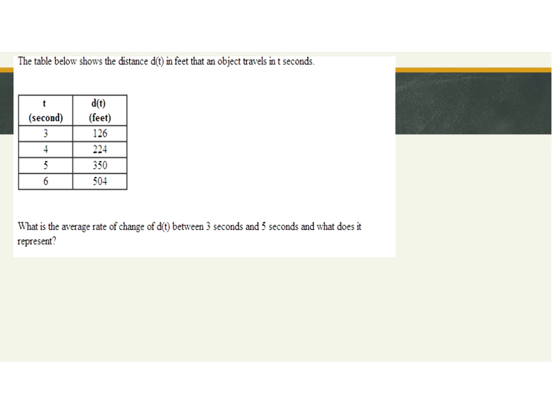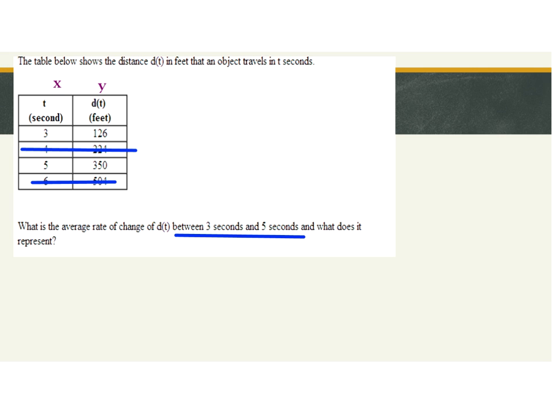Okay, the table below shows the distance d of t that an object travels in t seconds. What is the average rate of change between 3 and 5 seconds, and what does it represent? So what I'm going to do, first of all, is it's 3 and 5 seconds, so we don't need 6. We don't need 4. So I immediately cross them out. This is my X and this is my Y.